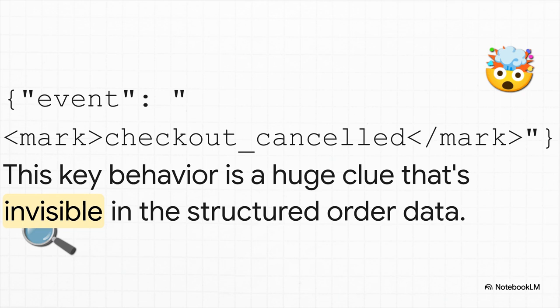This little JSON object captures one absolutely critical event: checkout canceled. This is a huge clue. It's a specific user behavior that was completely invisible in our structured order data, and it is a massive flashing red light for customer frustration.